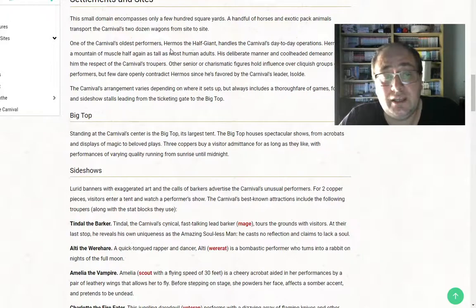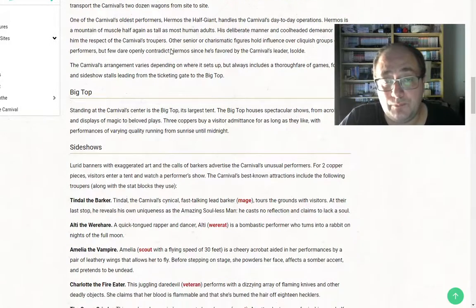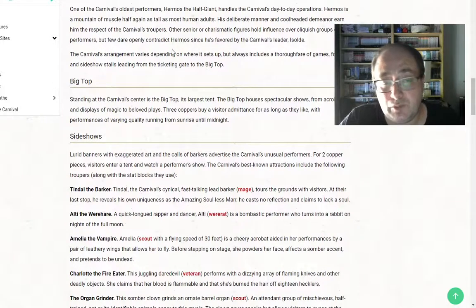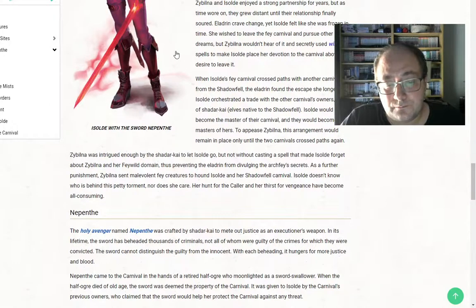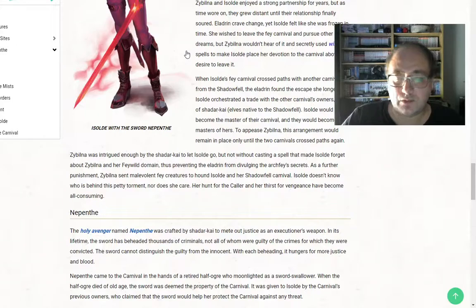You can also put it in almost any Ravenloft domain as well, because it travels around. It doesn't stay in one place. And I think this is one of the strengths. So you can put it anywhere.